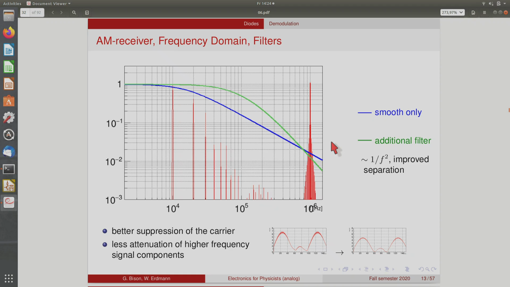And with the additional filter, we have a 1/f² drop of your transmission function here, and you can get a better separation between your carrier signal and the actual payload that you're interested in. And then the effect of switching from one filter to the other, you can see here. So this is somewhat a distorted signal where you suppress the high frequency components too much, and if you use this filter, you get better acceptance for your high frequency part of your payload signal while suppressing the carrier even better. So you get a much nicer signal here.